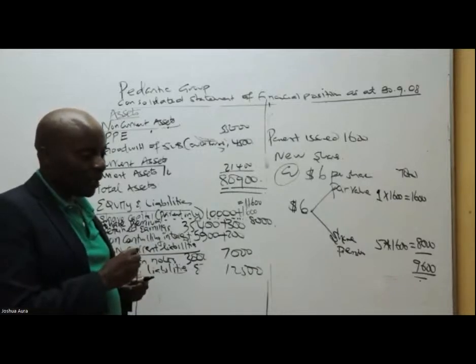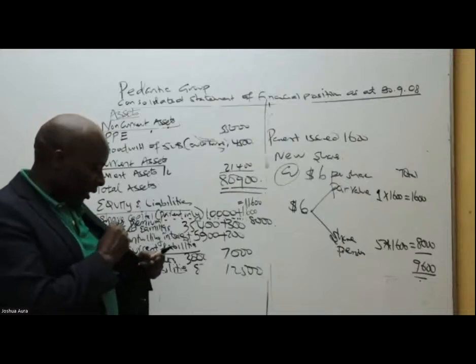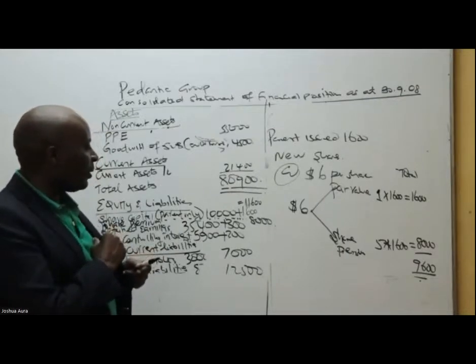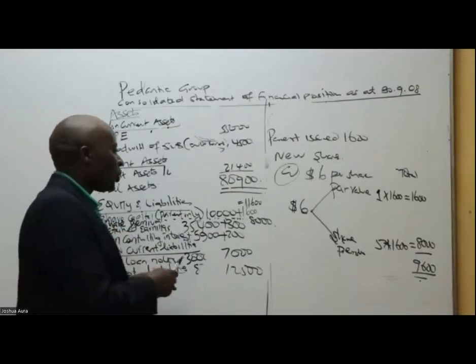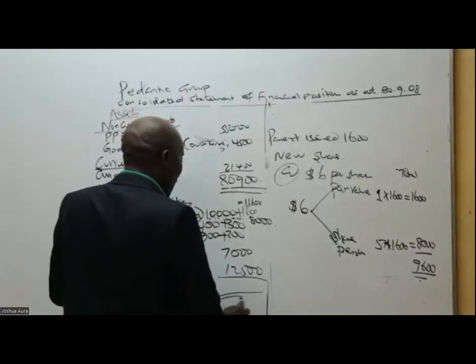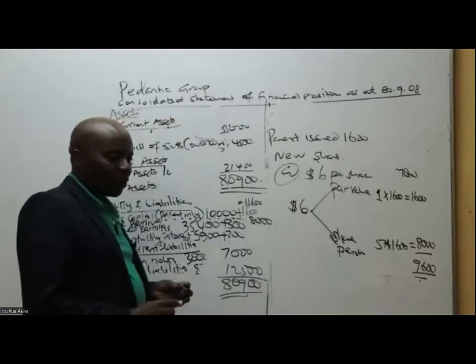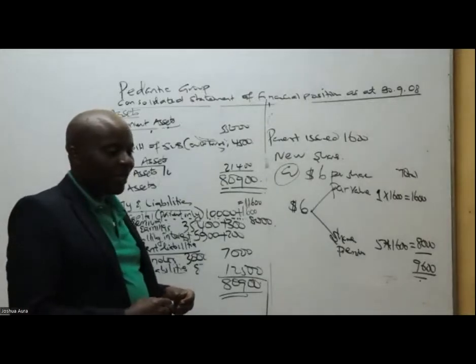Can somebody confirm that? Total equity and liabilities. Jackie is giving us total equity and liabilities. She's organized her work very well. She's giving us the total equity and liabilities as 8,900.